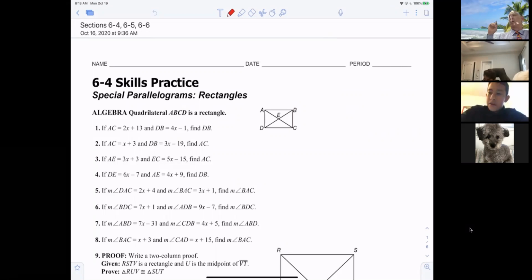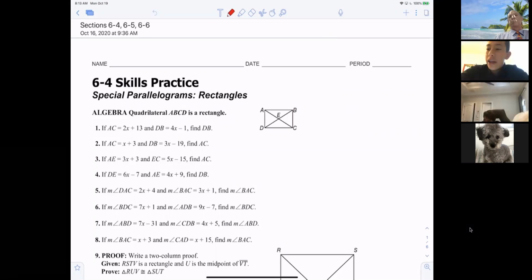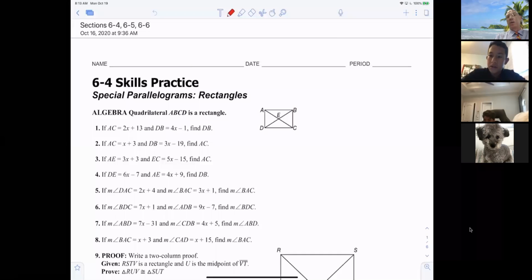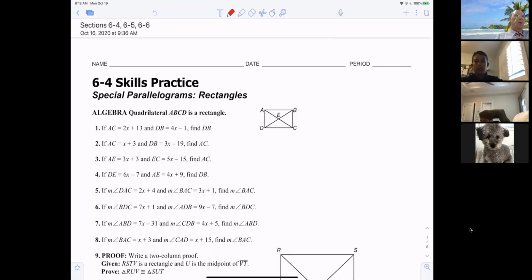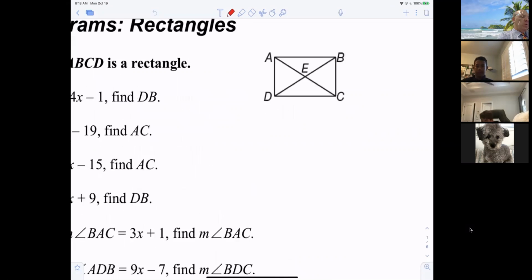All of the angles are 90. Angles are right angles. Yeah, that's exactly correct. All of the angles are 90 degrees. So again, it shares all the characteristics. So what does that mean?